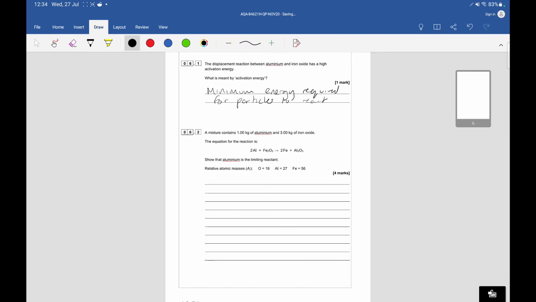It says, for question 6.2, a mixture contains 1 kilogram of aluminium and 3 kilograms of iron oxide. The equation for the reaction is 2Al + Fe2O3 makes 2Fe + Al2O3. Show that aluminium is the limiting reactant. We want to show that aluminium here is the one that's going to run out first. So we are going to show that you need more iron oxide than you do aluminium. First of all, we write out our equation. We're then going to split it into a table to make our lives easier.